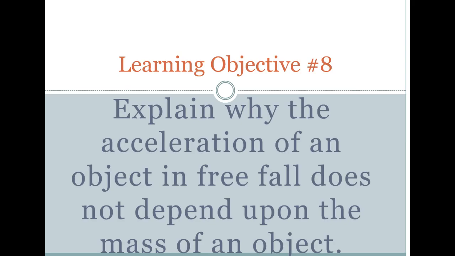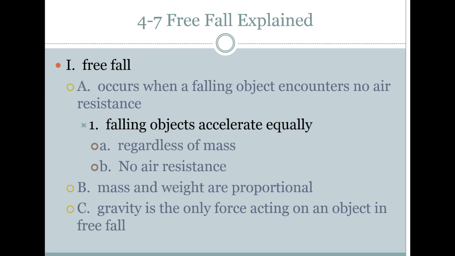Our next learning target is to explain why the acceleration of an object in free fall does not depend upon the mass of an object. Recall that free fall occurs when a falling object encounters no air resistance. Also recall that Galileo showed that falling objects accelerate equally, regardless of their masses. This is strictly true if air resistance is negligible, that is, if the objects are in free fall. It is approximately true when air resistance is very small compared to the weight of the falling object.